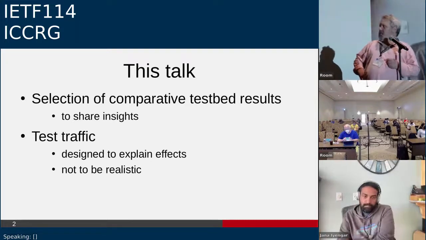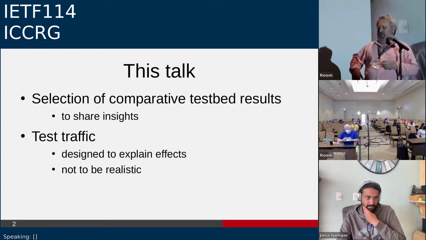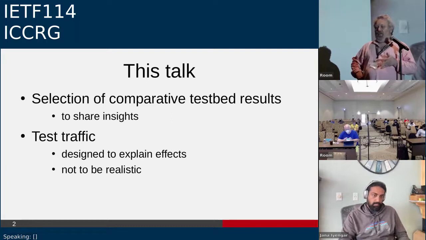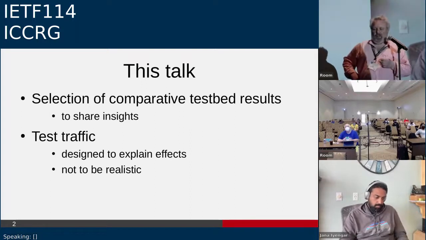Yeah, so just some caveats. What you're going to see is comparative results between different congestion controls and different AQMs, and the primary reason is to share insights that we got from those, and you'll obviously get the numbers in the results as well, but the test traffic isn't designed to be realistic. It's designed to explain these effects I want to talk about. So next.